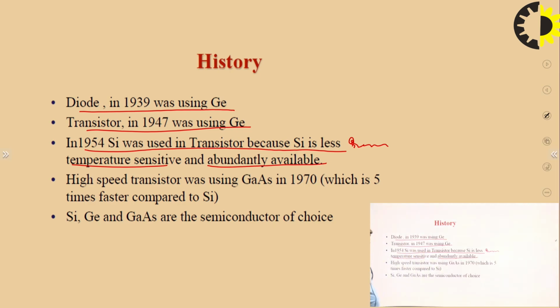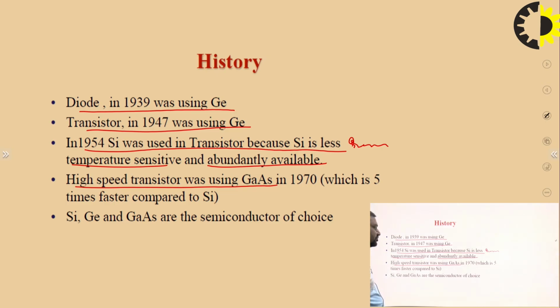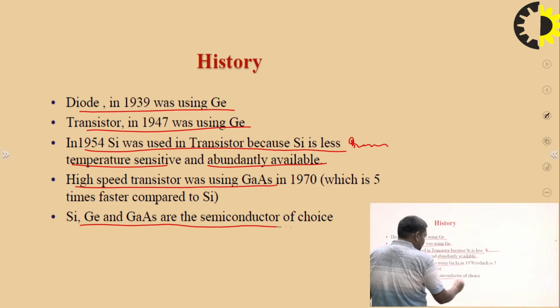We use silicon because germanium is not found much in nature, and germanium is a very temperature sensitive material. So we use silicon rather than germanium. For high speed transistors, we use gallium arsenide, a direct band gap material, which was first introduced in 1970. High speed transistors were introduced using compound semiconductor materials like gallium arsenide. Silicon, germanium, and gallium arsenide are the semiconductors of choice.